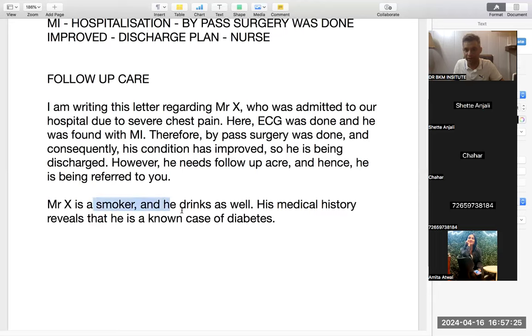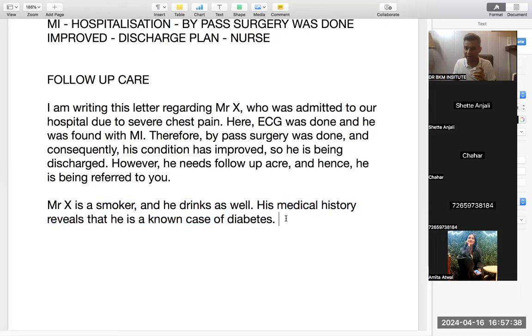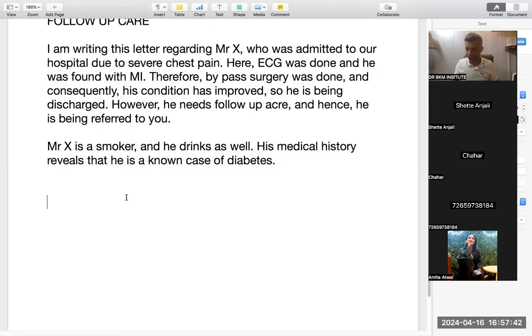So whatever you want to write in social history, write in the present tense: he's a smoker, he drinks, and then you use the line, his medical history reveals that he is a known case of diabetes. So the second paragraph is all about social history and medical history. Then the third paragraph. This is the main paragraph where the examiner will check your grammar. It is the easiest one. During hospitalization, I will write it for you.